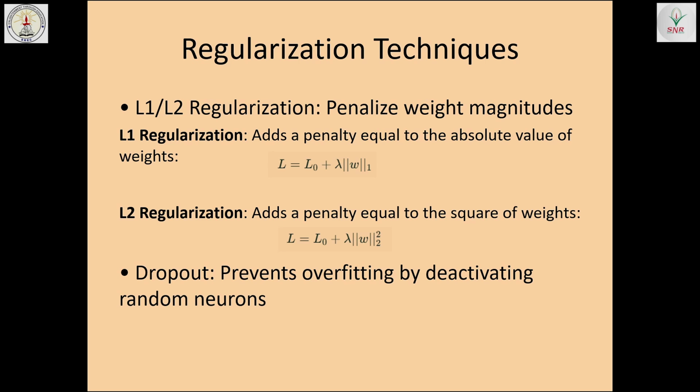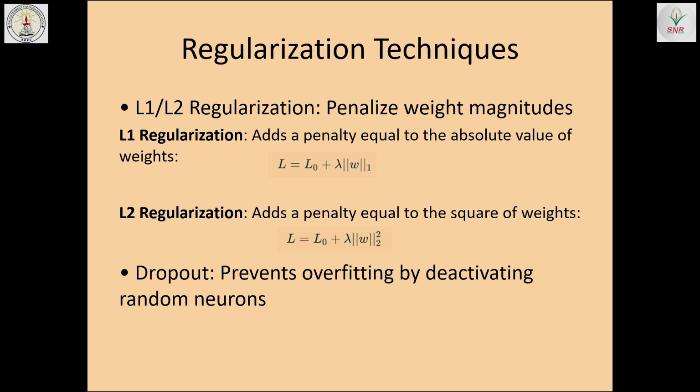Regularization techniques are needed for preventing overfitting in deep neural networks. Overfitting occurs when a model learns noise in the training data rather than understanding the patterns from it. At that particular point, overfitting might occur. So regularization methodologies like L1 and L2 regularization will help to overcome the overfitting issue.